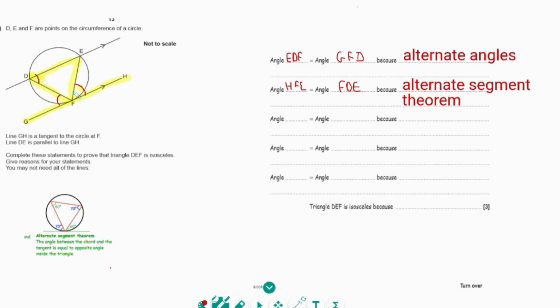Well, just thinking, that's not actually that useful, but it is on the other side. We can say that GFD, so this angle here, is the same as DEF. And the reason is alternate segment theorem. We only really needed that bottom one.